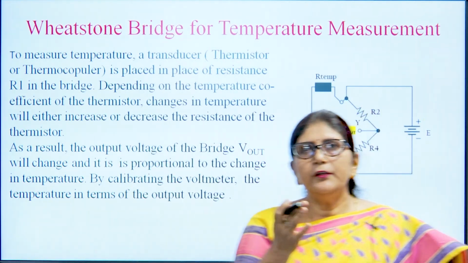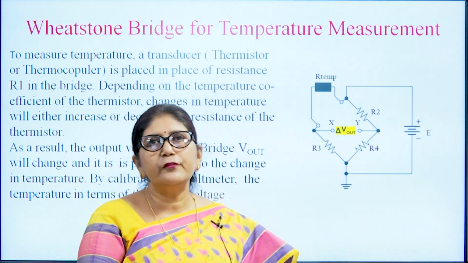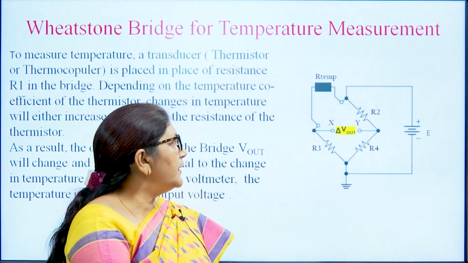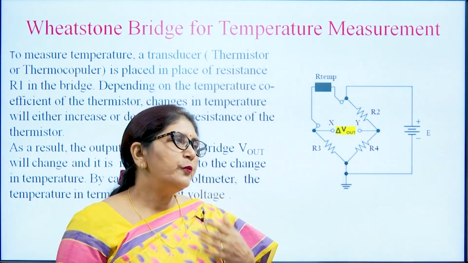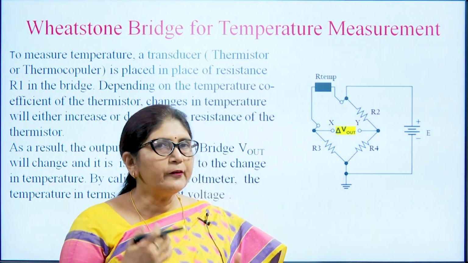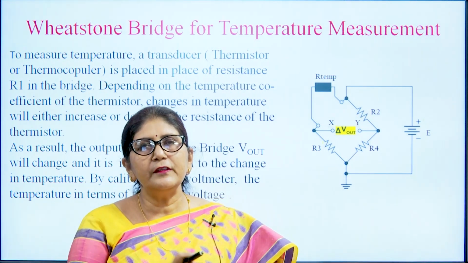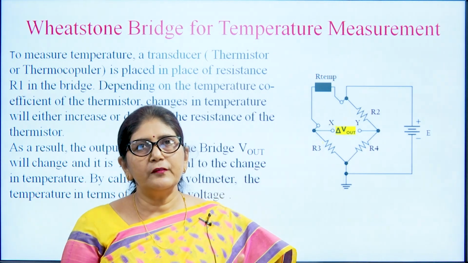So, for the measurement of temperature, we can see in the diagram, we can use a Wheatstone bridge. Temperature measurement is done by a thermocouple or a thermistor. Suppose we want to measure the temperature of any oven or furnace, then we have to place transducers, that is, a thermistor or thermocouple.